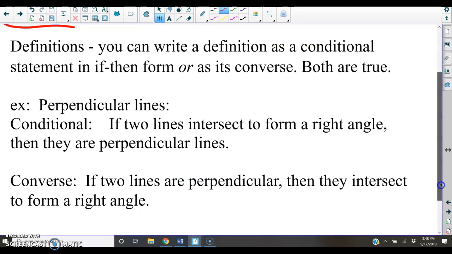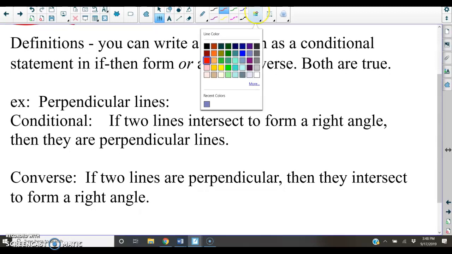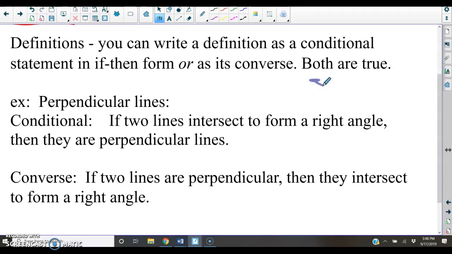The other part we need to talk about is definitions. You can write a definition as a conditional statement in if-then form or as its converse, because both are true. That's what makes a definition different from a theorem or postulate. Perpendicular lines. When you have perpendicular lines, they meet to form right angles. So here's our conditional, here's our converse.